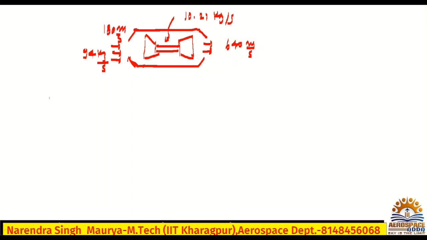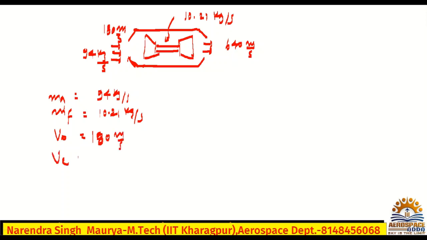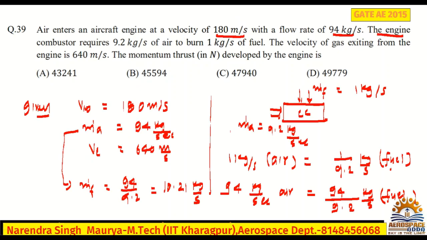All right. So now we got the actual data. Actual data is 94 kg per second. M dot F we got 10.21 kg per second. V infinity we got 180 meter per second, and V exit, the exiting velocity, we got 640 meter per second. They are asking thrust, and what thrust are they asking? Check. Momentum thrust, they said. Momentum thrust in Newton. All right.